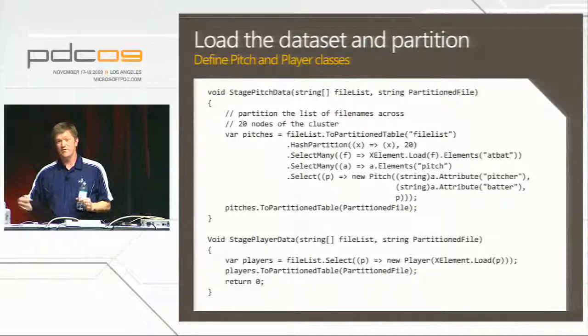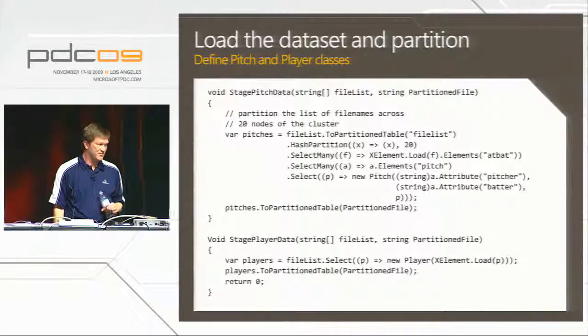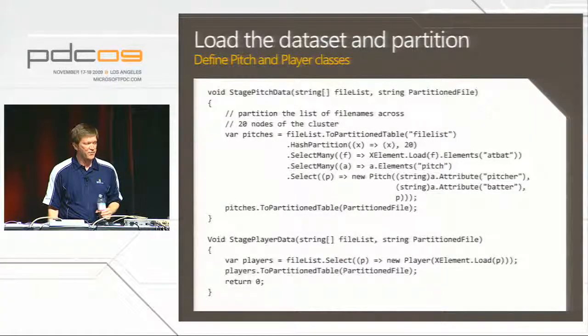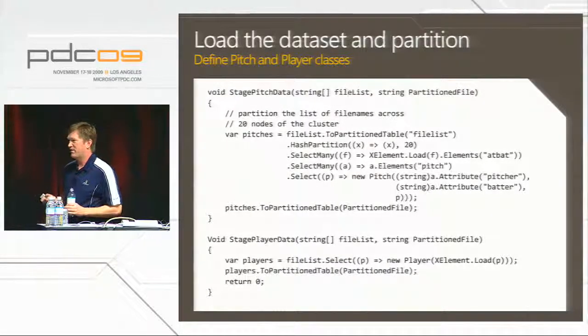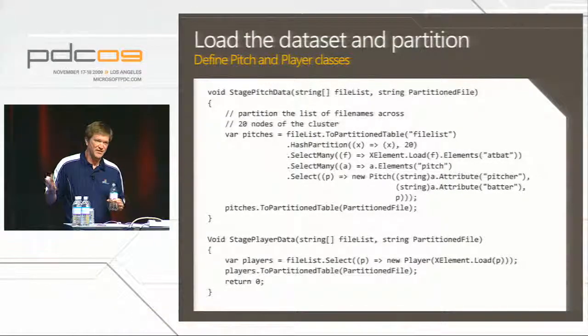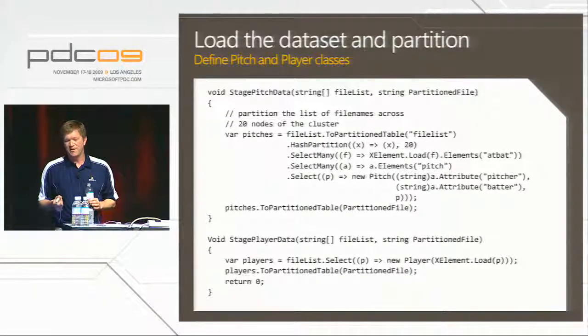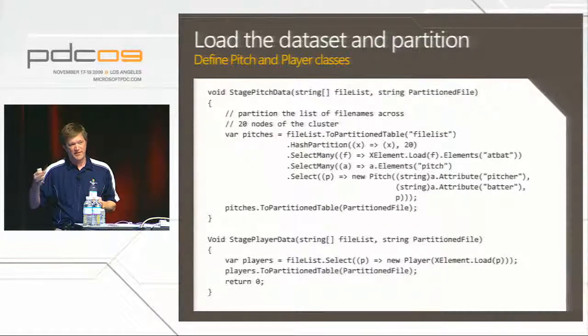Now we can do our analysis across this file that's been stored on our cluster. And we're going to do a similar thing with the player data here. The stage player data is going to take the 6,000 XML files. In this case, I didn't bother partitioning it across the cluster because it's only 6,000 files. It's not that big a deal. But we're going to turn that into a partitioned table as well. So now DryadLINQ can operate on both the pitch data and the player data.